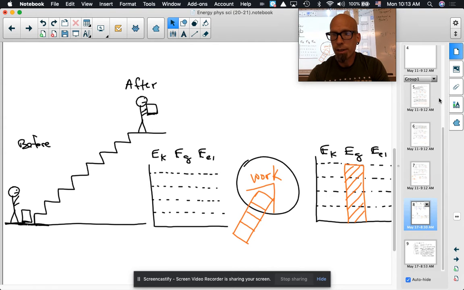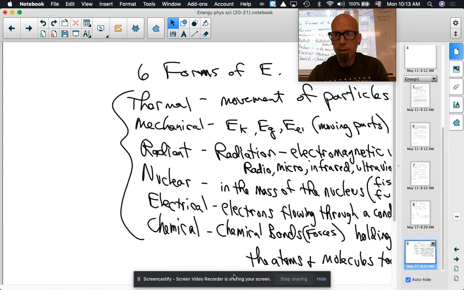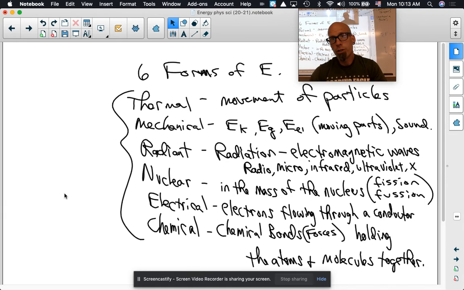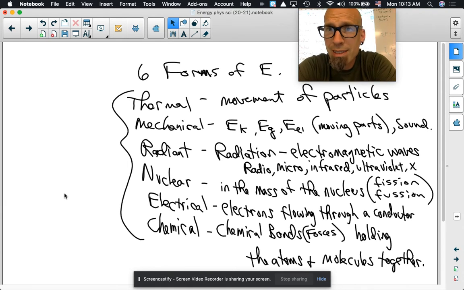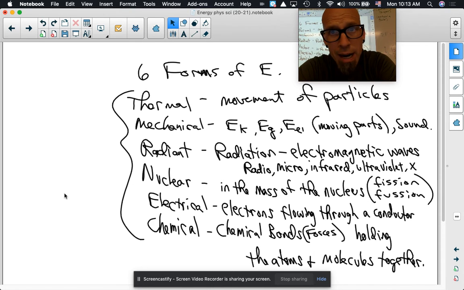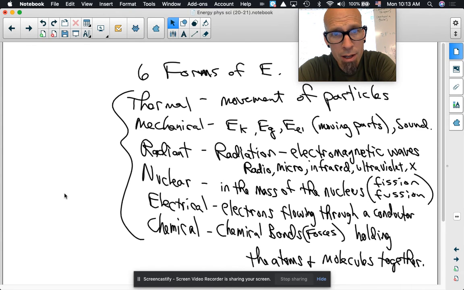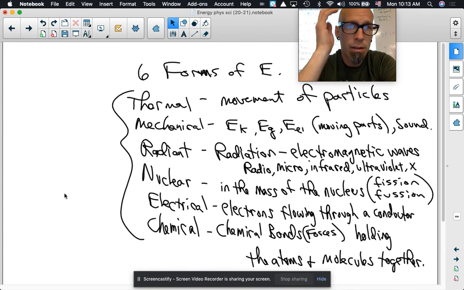Now, the last thing we did is we talked about the 6 forms of energy, which you already have in your notes. But I don't know if you wrote these things down. We had talked about these things, but I didn't know if you wrote them down. So I'm just going to briefly go down through and mention some things about these.